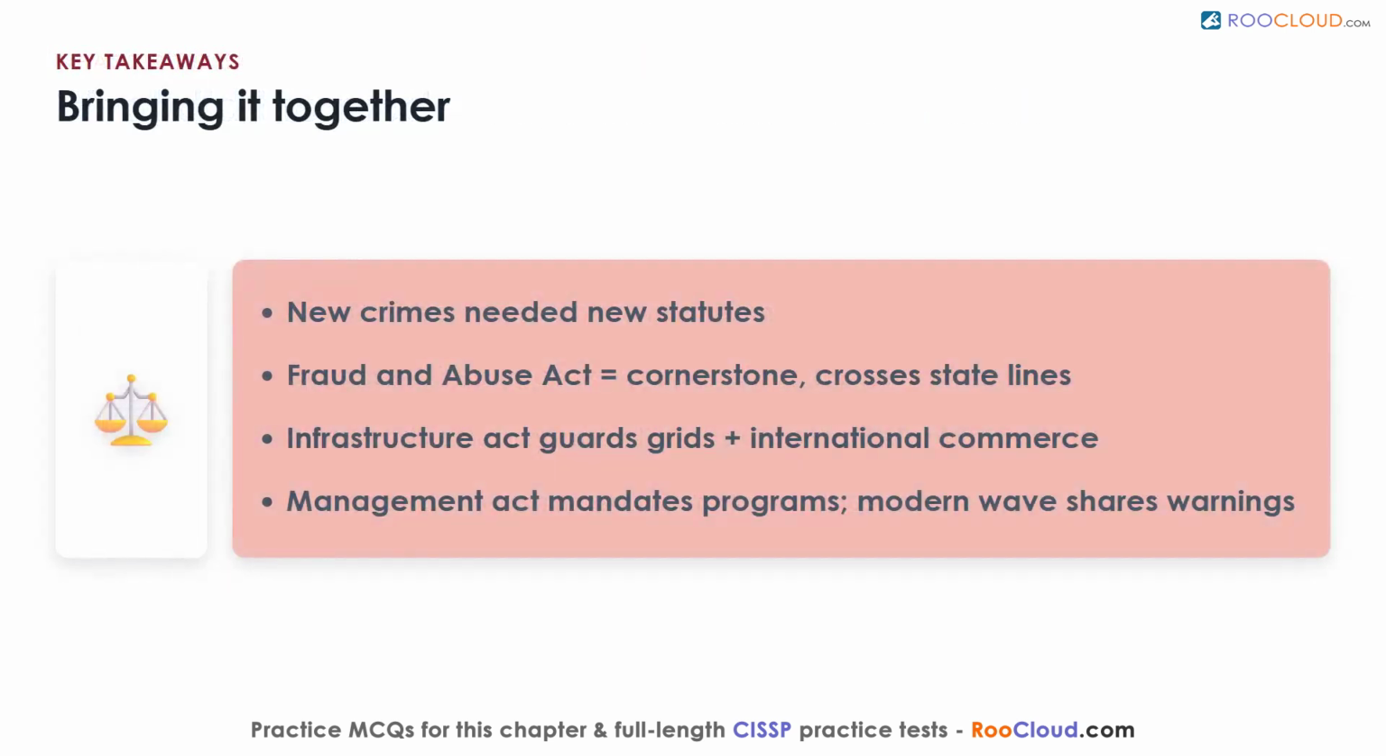So let's bring it together. Lawmakers wrote computer-specific statutes because old law could not stretch to fit new crime. The Computer Fraud and Abuse Act became the cornerstone, guarding government and financial systems across state lines. The Infrastructure Protection Act widened that shield to pipelines, grids, and international commerce. The Federal Management Act made security programs mandatory for agencies and contractors. And the modern wave centralized duties, coordinated voluntary standards, and built a shared warning center. Together, they form the federal backbone you will keep meeting on the job.